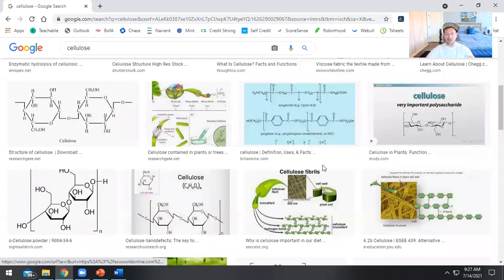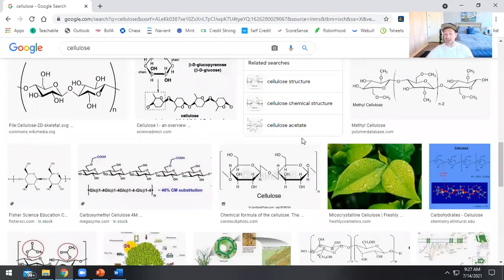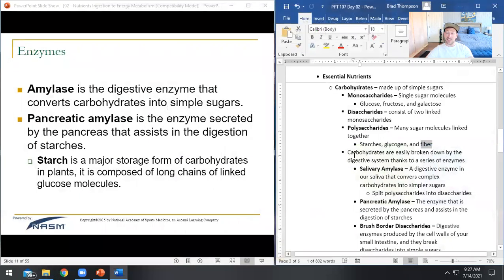So our digestive system doesn't really do a very good job of breaking down cellulose, which honestly is actually a pretty good thing. Because now it can move its way through our digestive tract and it can actually grab materials and pull them out with it. This is why fiber cleans you out.